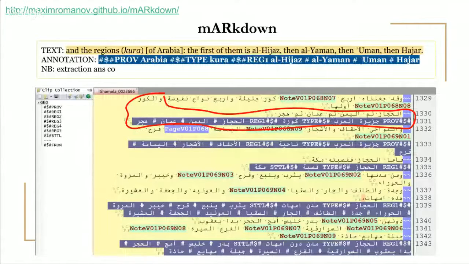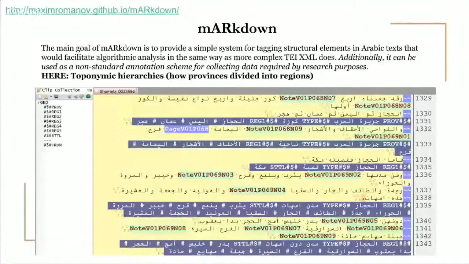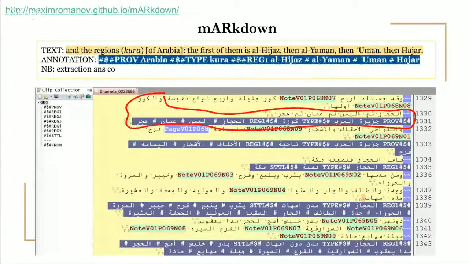So here's a specific example. Chiara, one step forward, please. Yes, and here's a specific example. The Arabic text says: the regions of Arabia are as follows. The first of them is Al-Hijaz, then Yemen, then Oman, then Hajar. So we have a toponymic hierarchy, in the sense that we have a province, which is made up of four regions.